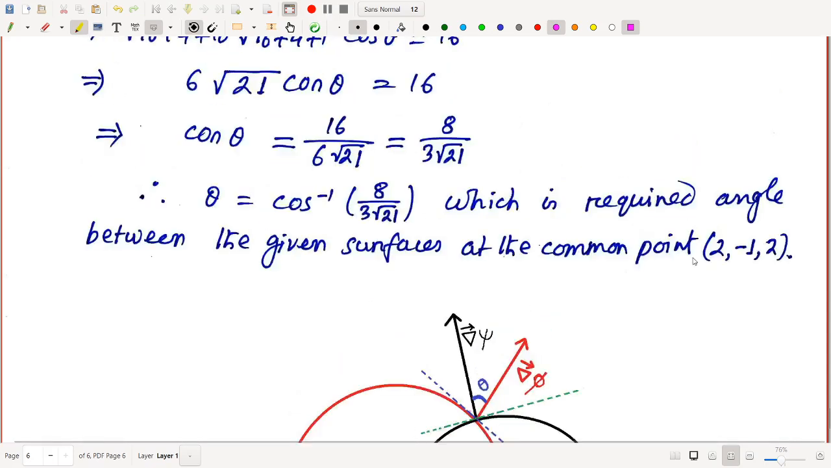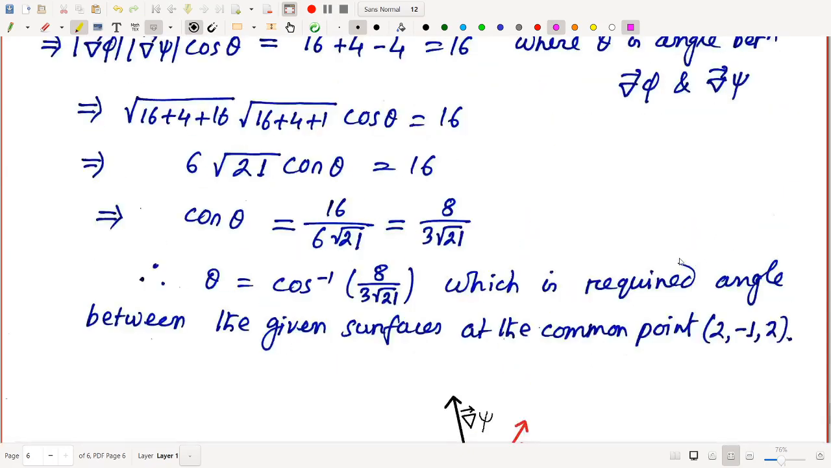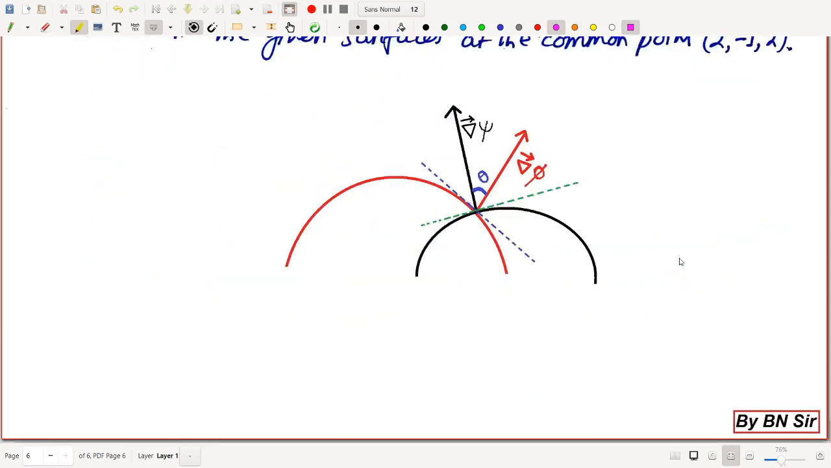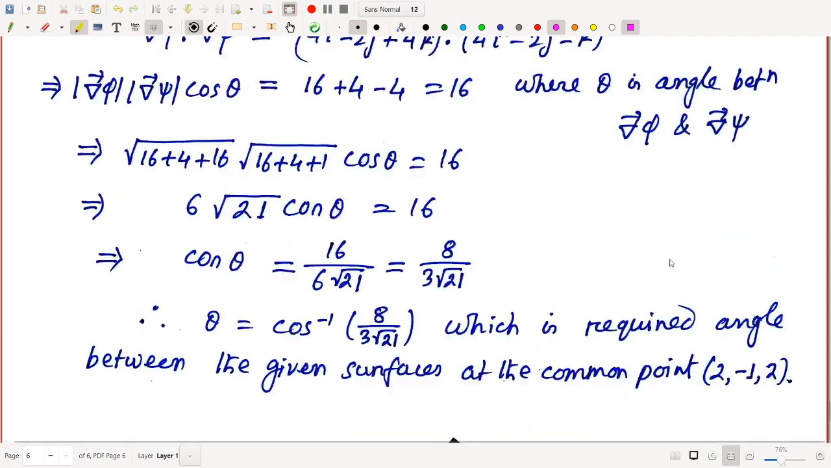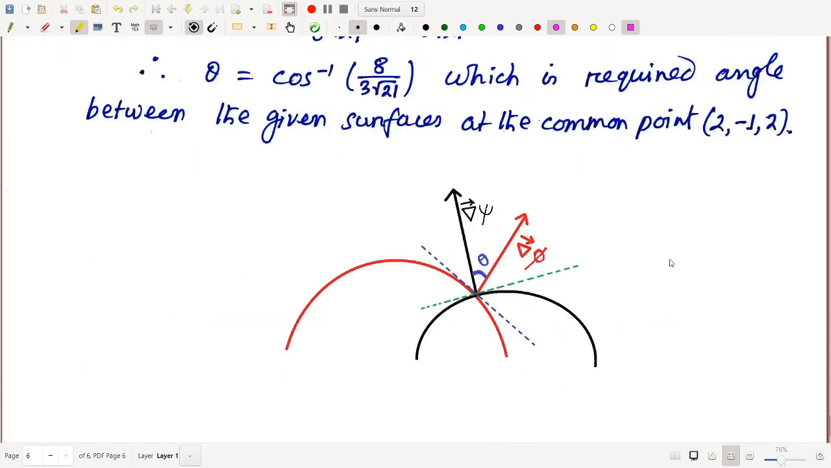So we have found the angle between the surfaces. So this is just an introduction to vector calculus. We shall see vector field, vector point function, their divergence, curl, etc. in the next lecture. Thank you.